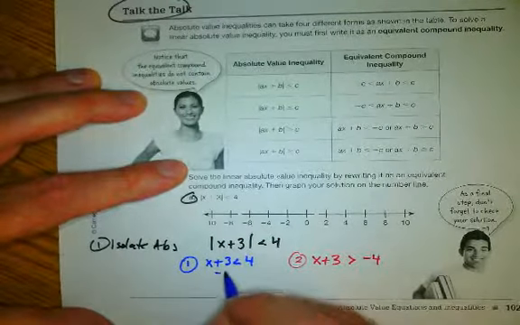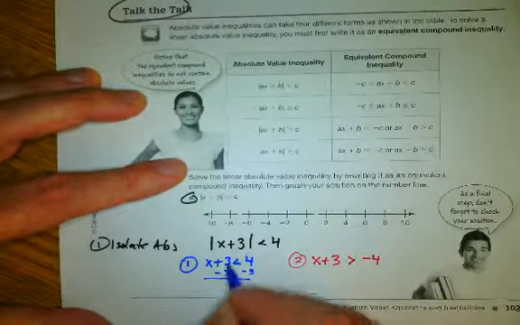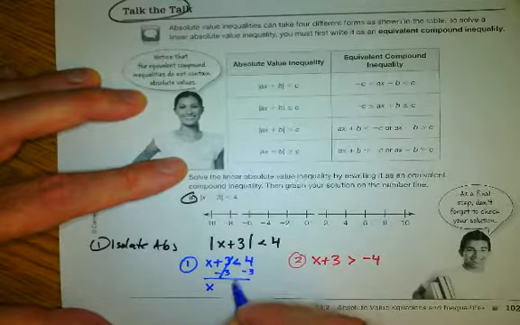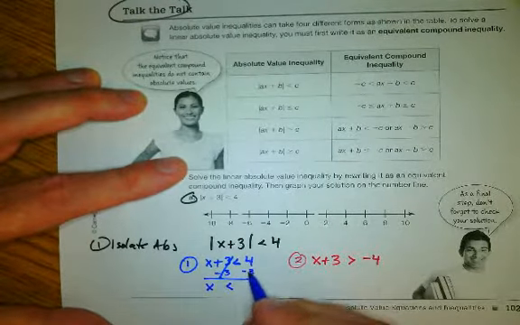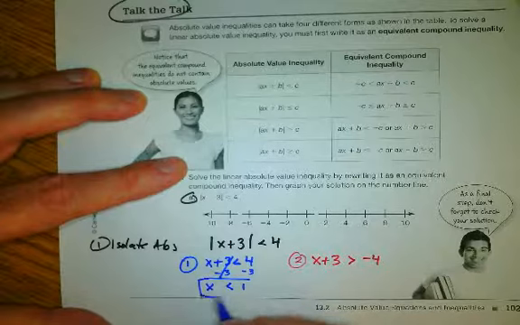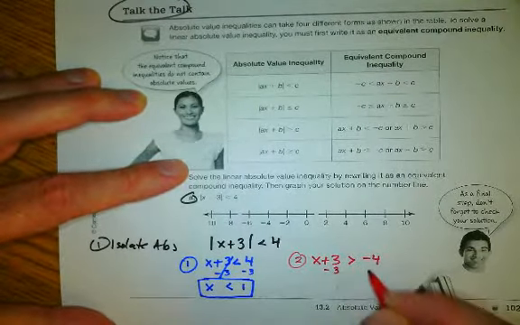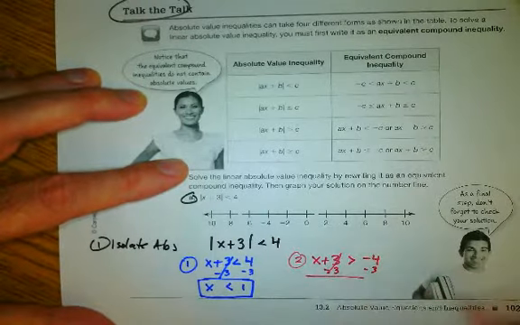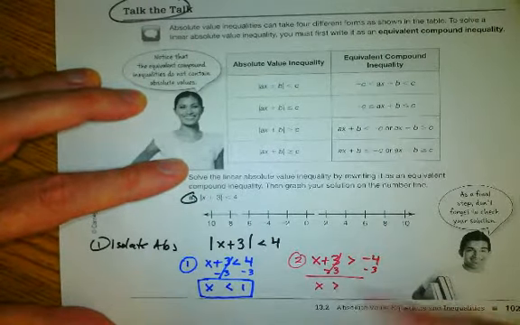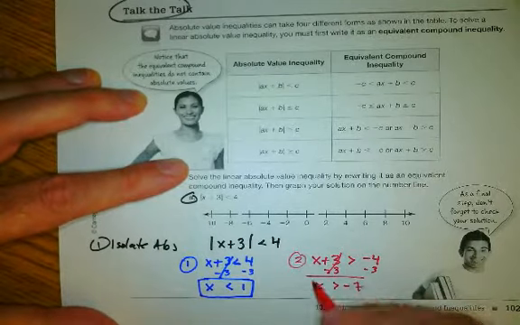The third step is to solve. To solve this, I'm going to subtract 3. Those go away. I get x, bring down my symbol, is 4 minus 1. x must be less than 1. Over here again, I subtract 3, that cancels. I get x, bring down my symbol, greater than negative 7.